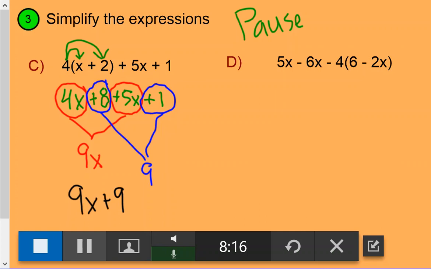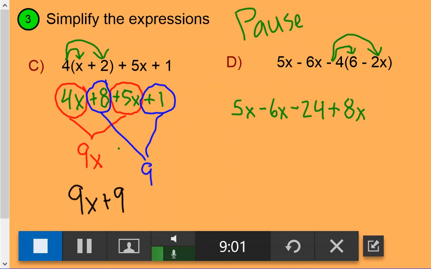Alright, for D, D is a little bit tricky because we have these terms out in front of the parentheses. So again, we're going to just drop down these terms outside the parentheses. So we would have 5x minus 6x, and then we can distribute this negative. Remember, the negative goes with the number to the right of it, so it's going to be negative 4 times 6, and negative 4 times a negative 2x. So negative 4 times 6 would give us negative 24, and negative 4 times a negative 2x would give us a positive 8x.